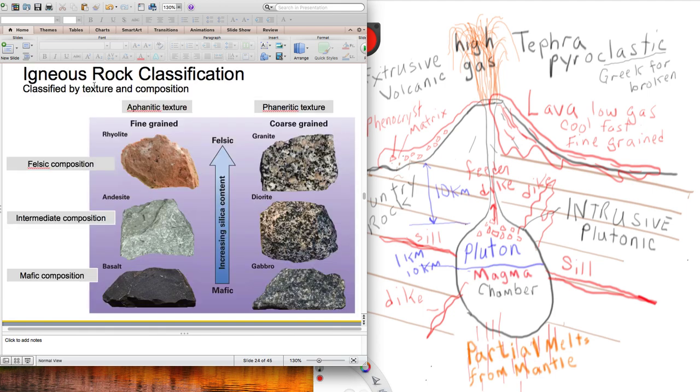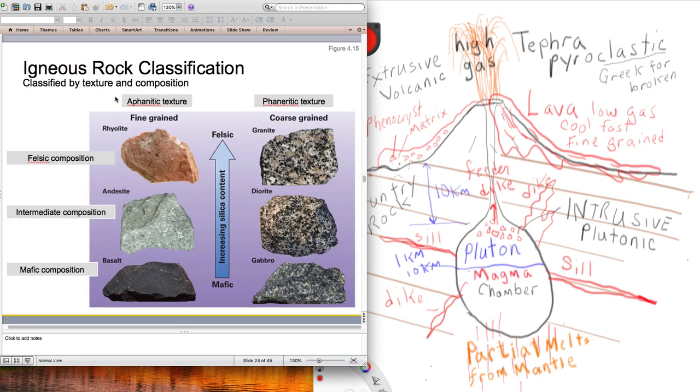Now we're going to combine both the chemical composition and the texture, right? So aphanitic texture, or fast cooling, fine-grained rocks are going to be, in terms of their chemistry, if they're mafic, a basalt. If it's intermediate, an andesite. If it's felsic, it's going to be called a rhyolite, just like the porphyry rhyolite that I was showing you in the previous slide. And then as we look at the slow cooling, the phaneritic, they're going to be coarse grained.